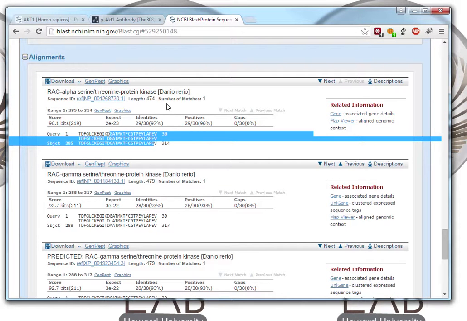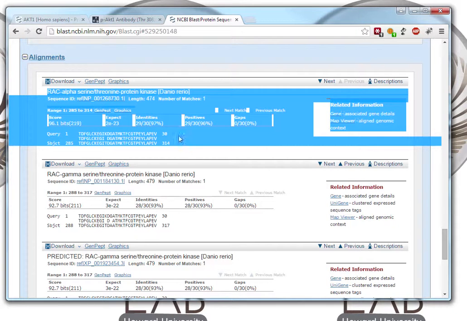Okay, so again, it's pretty straightforward. What I would do is copy this information, put it into a Word document, or you could probably even download it. But either way, that's a pretty straightforward way of how you can figure out whether or not these antibodies have a good chance of working in zebrafish.